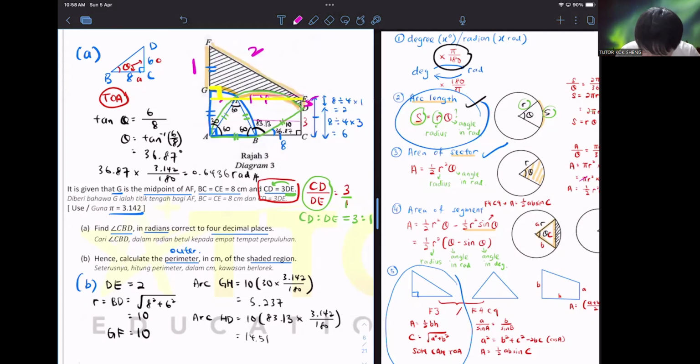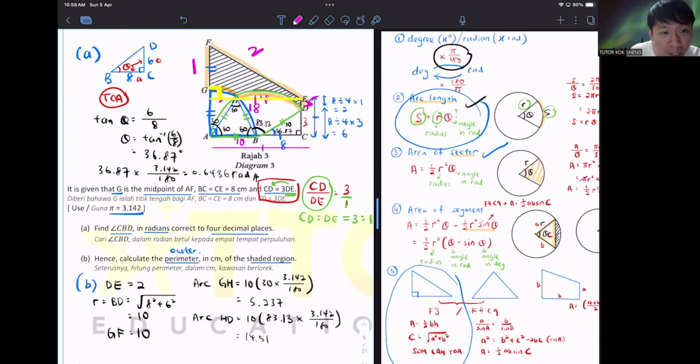This length and bottom here will be same. Rectangle, rectangle, that's why. 10 here for the radius. So 10 plus 8, 18. On top here also 18. Okay.